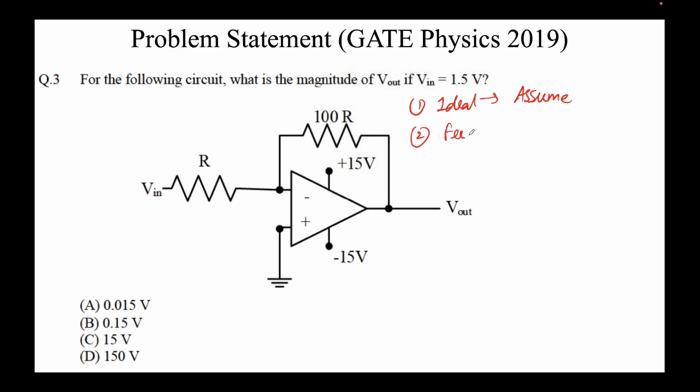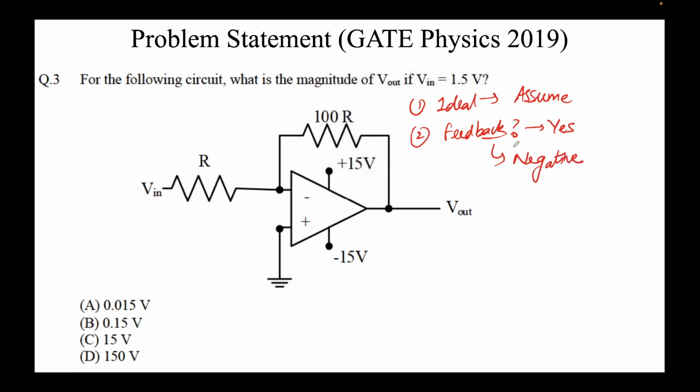Second, we ask if there is any feedback or not. So how to check it? From V out, if you can reach any of the inputs, whether inverting or non-inverting, there is a feedback. So using this 100R resistor, called a feedback resistor, the output can be fed to the input. Hence, we conclude there is a feedback. What kind of feedback? If the output terminal is connected to the inverting terminal, we call it a negative feedback, which is the case here.